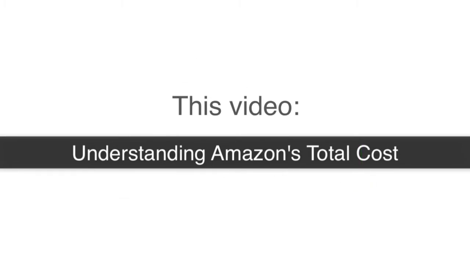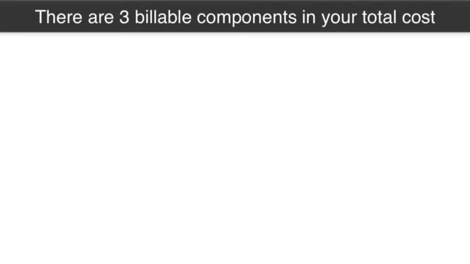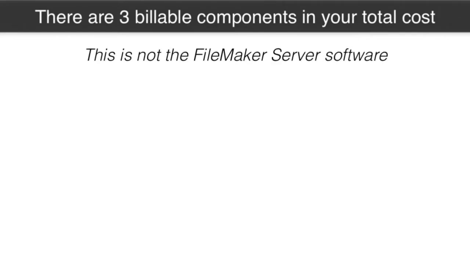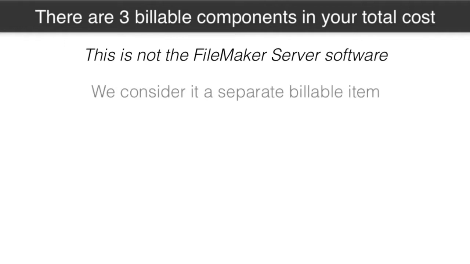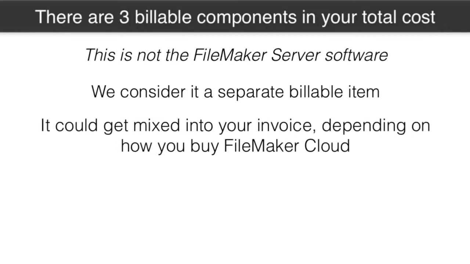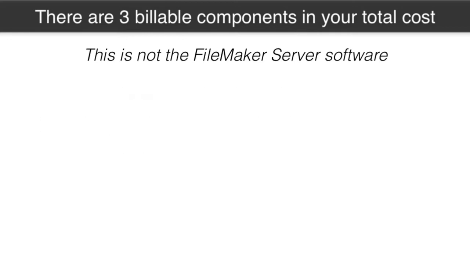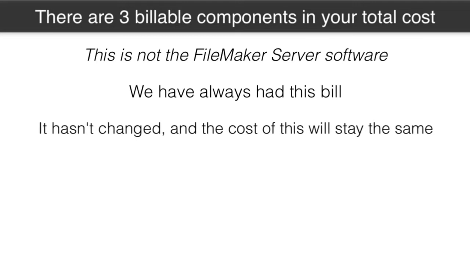So to get things rolling, let me just tell you that there are 3 billable components that you will see in your monthly or annual Amazon bill. And once again, I'm not talking about the FileMaker server software. I consider that really a separate billable item. So it might get mixed into your Amazon bill depending on how you purchase FileMaker Cloud. But really, FileMaker server software is a bill that we have always had. It's a bill that has not changed, and the cost of the FileMaker server software is the same.